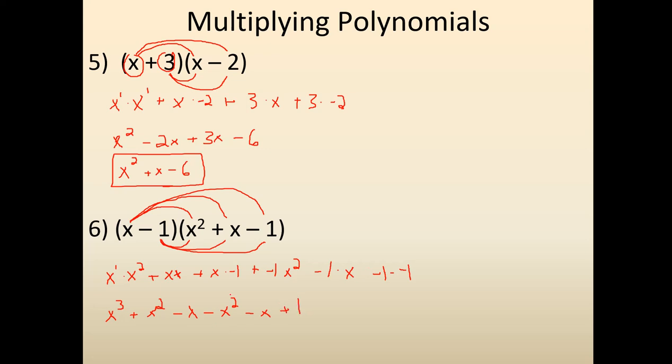So cleaning up, I end up having a minus x squared here and a plus x squared here. So these are going to cancel out. And then I can combine these two terms, negative x and negative x. So I'm left with, I'm going to write my answer over here, x cubed minus 2x, because I'm going to add their coefficients. Negative 1 plus negative 1 is negative 2, plus 1. And this is my answer for this one.